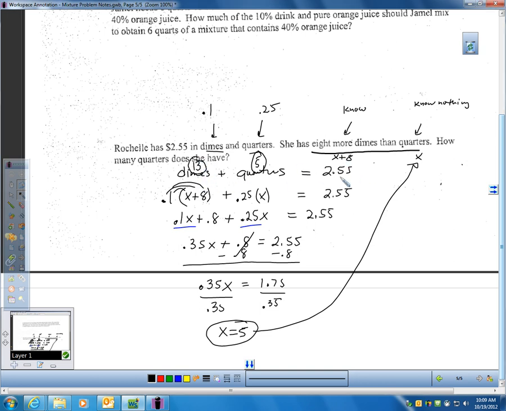Let's see if this works out to $2.55. If I have 13 dimes at 10 cents each, that means I have $1.30 in dimes, or at least Rochelle does, right? $1.30 in dimes. If we have 5 quarters, that's another $1.25 in quarters. Does this add up to $2.55? And the answer is yes.